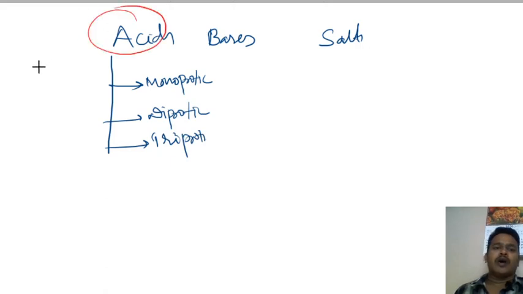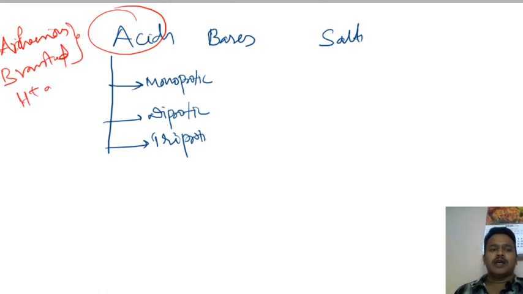According to Arrhenius and Brønsted, what they told? An acid means a H plus donor.